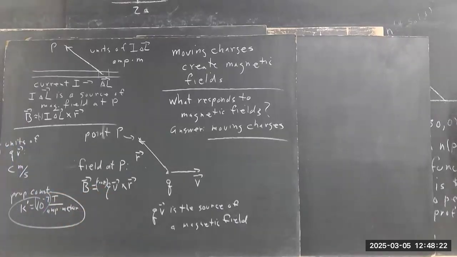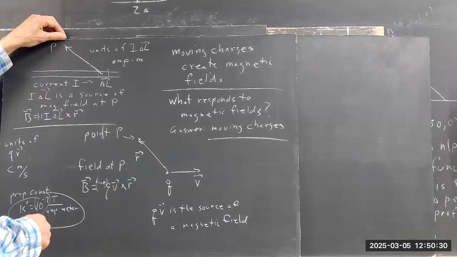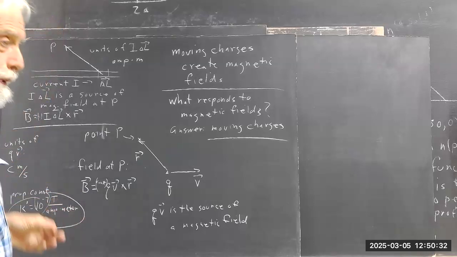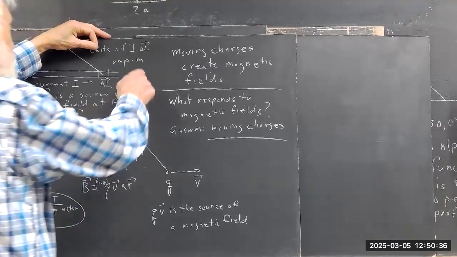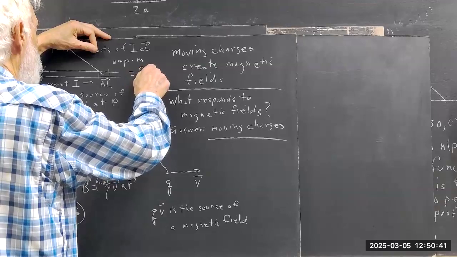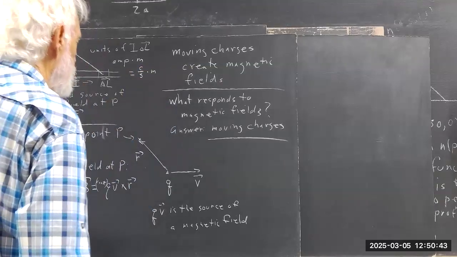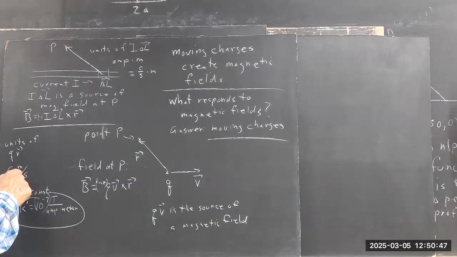Now let's put this together and let's talk a little bit first. Okay, so what's an amp? Well, I got a pretty quick answer. It should be right at the tip of your tongue at this point. That's a coulomb per second times a meter. Now, the units of QV are coulombs times meters per second.